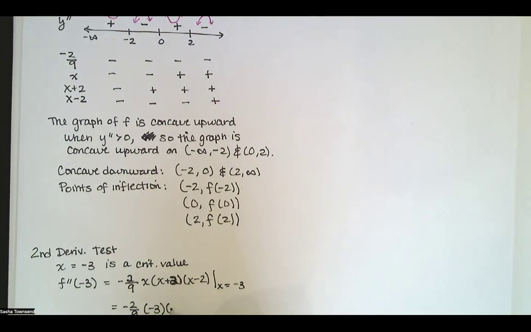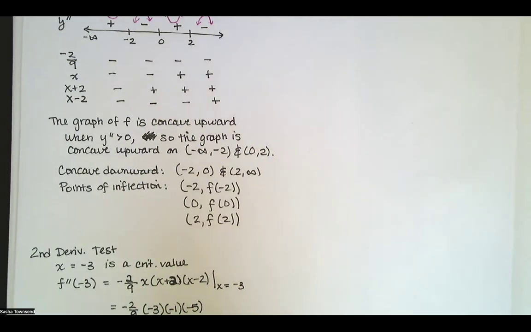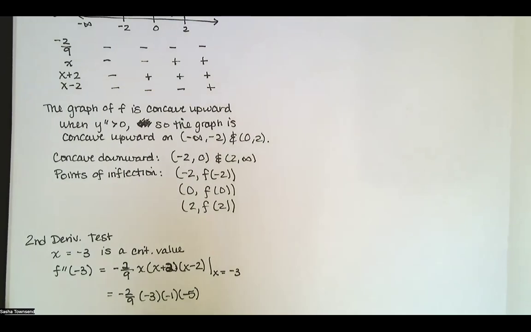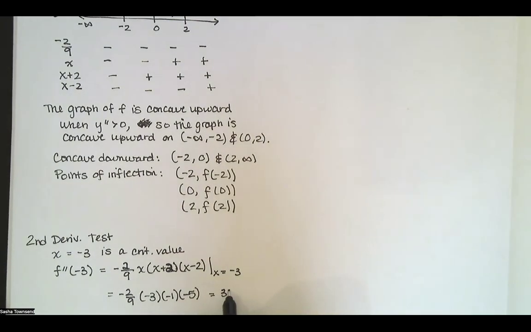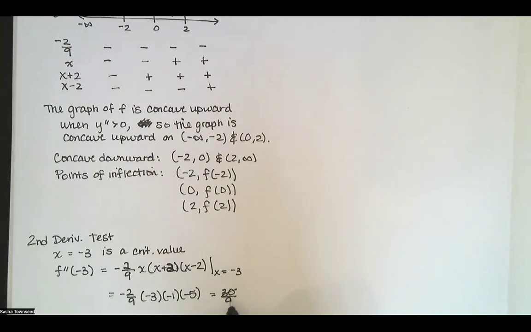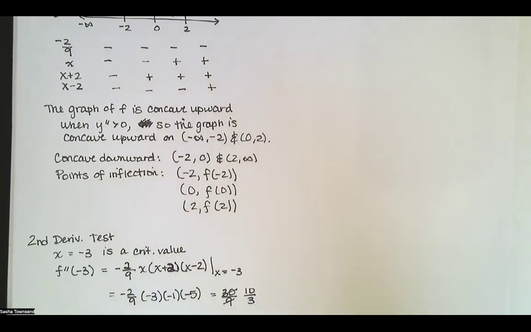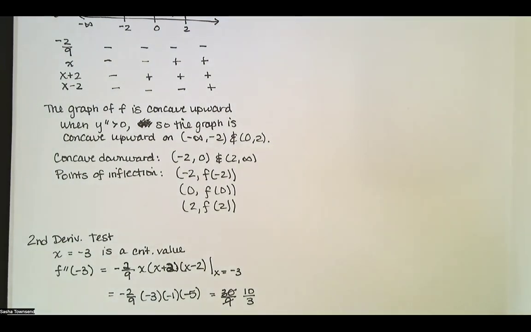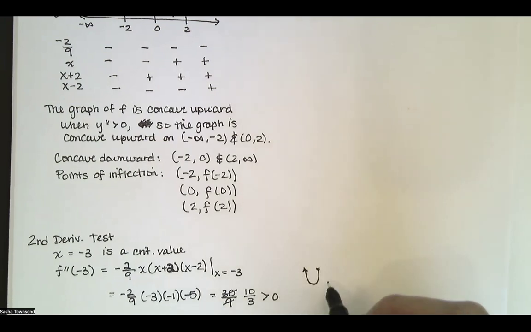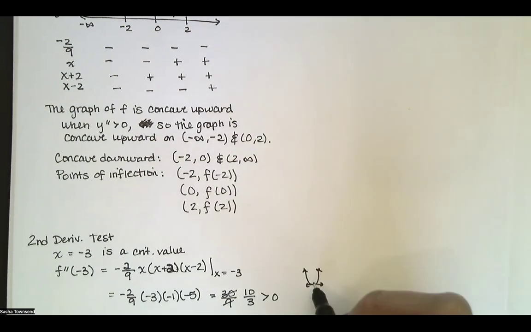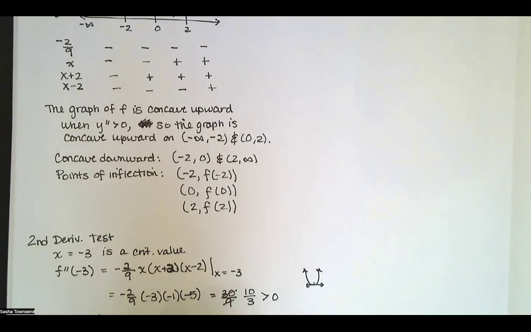-3 plus 2 is -1. -3 minus 2 is -5. So we're going to have 15 times 2, which is 30 divided by 9. So we get 10/3 for our value there. And since 10/3 is positive, we know the graph is concave upward, and we know that the derivative is 0. So that means f of -3 is a relative min.